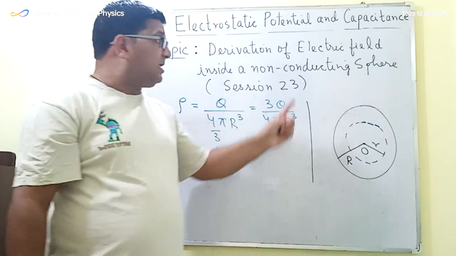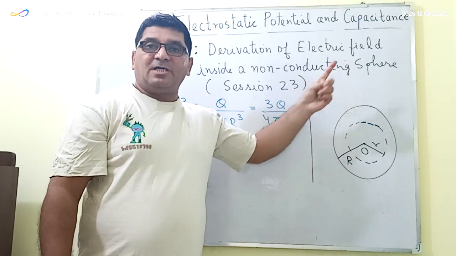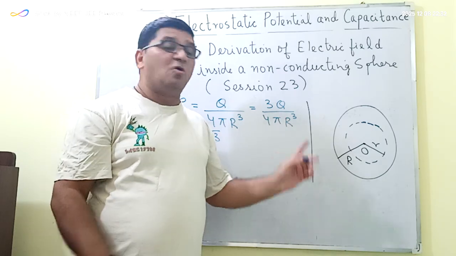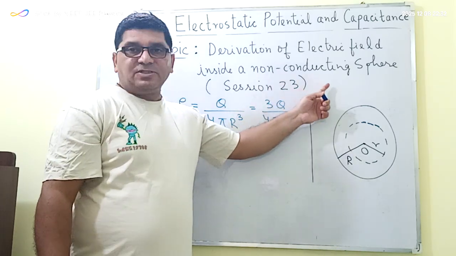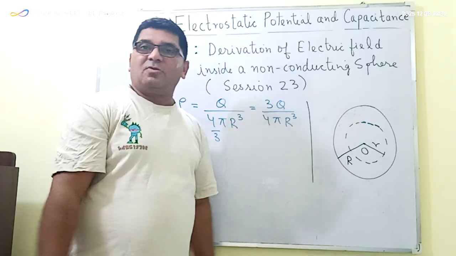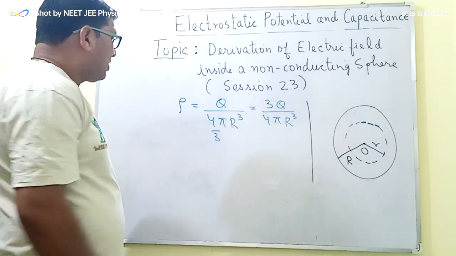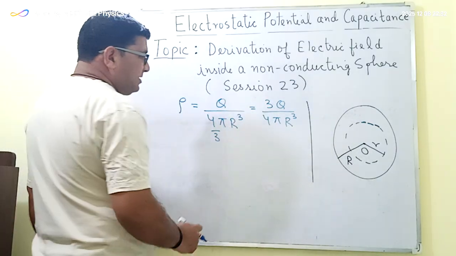In the case of a conducting sphere, the charges are spread uniformly over the surface of the sphere, whereas in the case of a non-conducting sphere, the charges are spread throughout its volume. So this is the volumetric charge density.